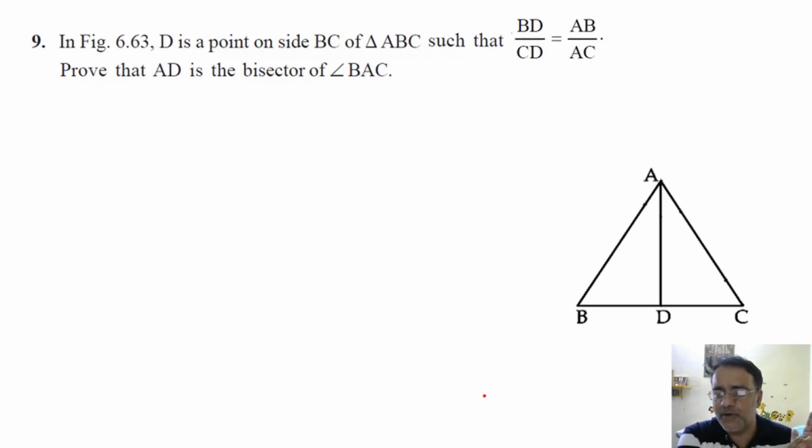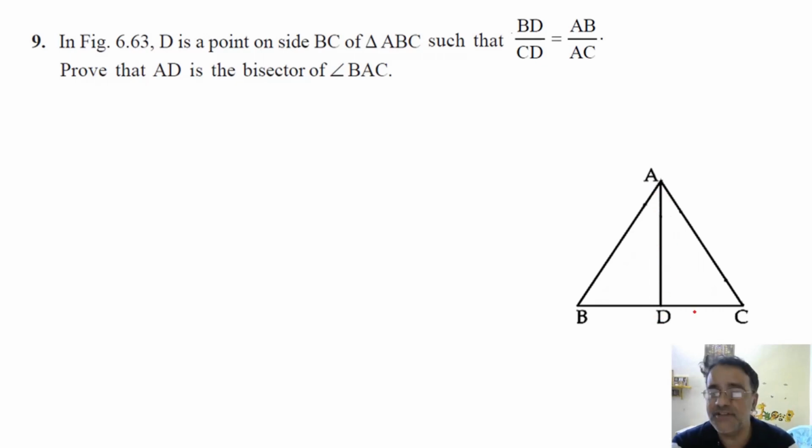the most important questions of the old syllabus. जो 2003, 4, 5 में जो syllabus था, उस समय का बहुत important question था. Internal bisector theorem के नाम से था ये. And this is the converse. Now BD upon DC is equals to AB upon AC. Then we have to show that AD is the bisector of angle BAC.